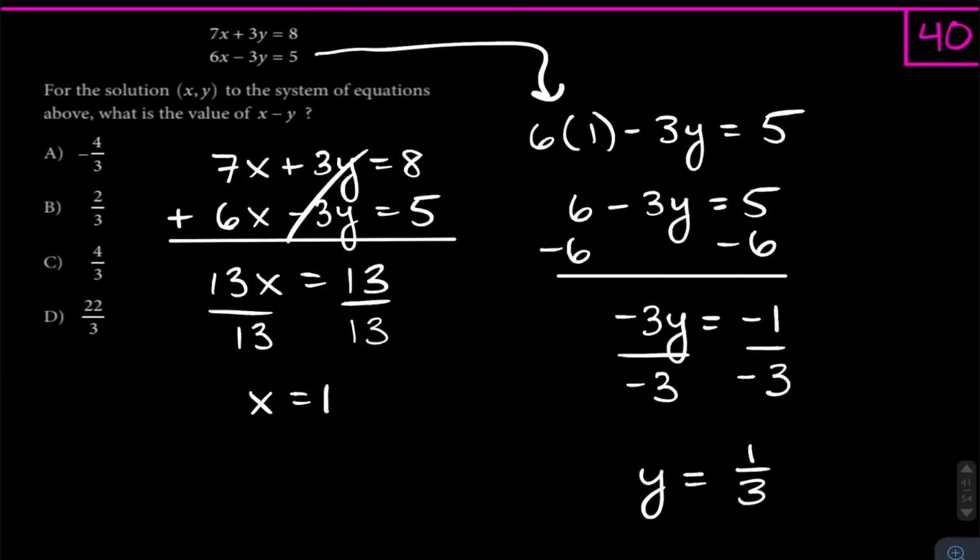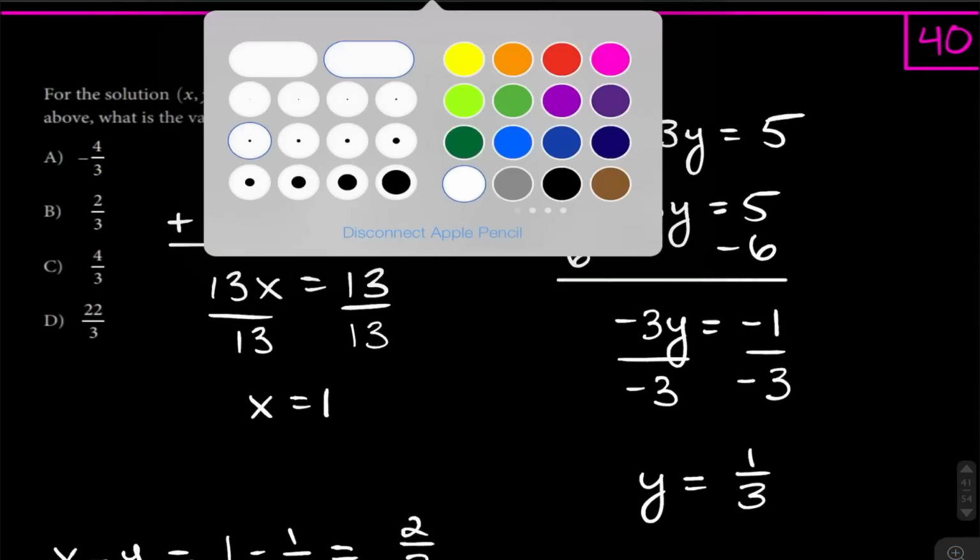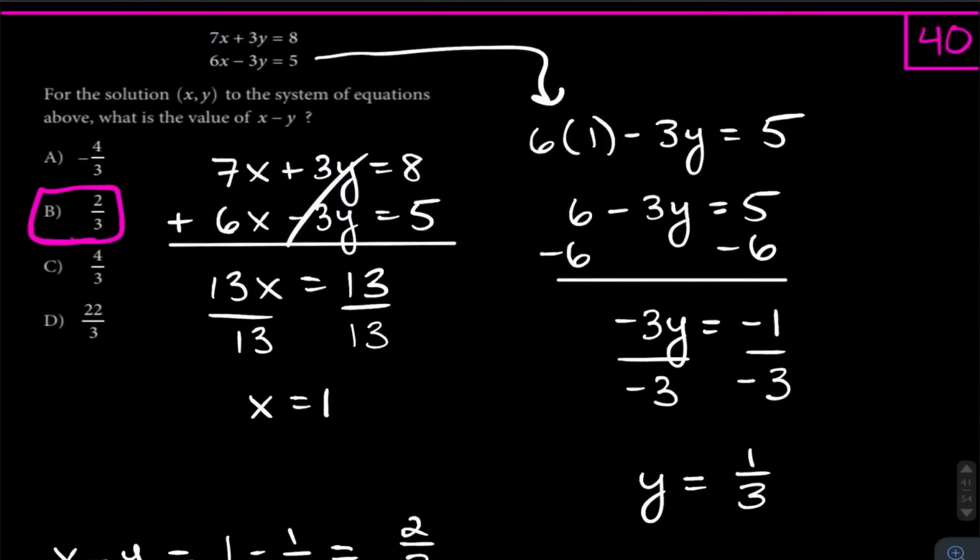Okay? So remember here that we're trying to find x minus y. We're not trying to find x, we're not trying to find y, we're not trying to find them together. We're trying to find x minus y. So the last step here is going to be to actually do x minus y. X is 1, y is 1/3, and then if you just subtract these, you're going to get 2/3. And that right there is choice B.